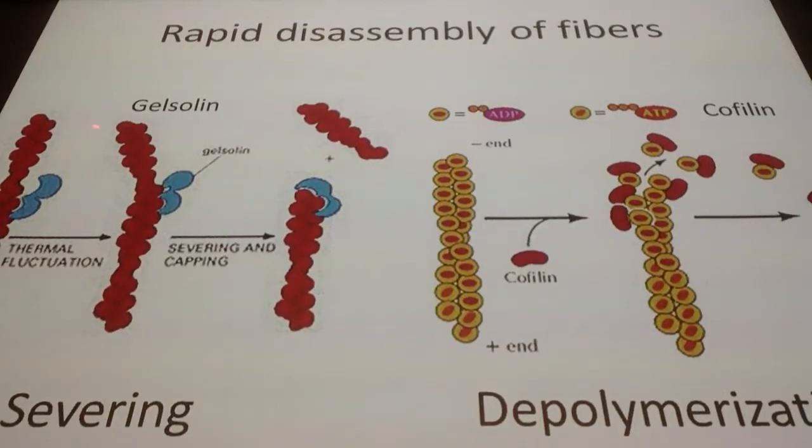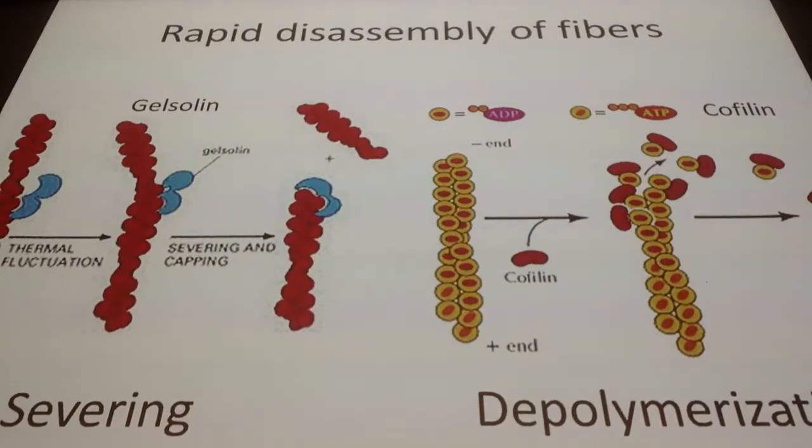So again, if there were a cap here, that wouldn't affect severing, right? But if there were a cap at the plus end, then it would affect cofilin from removing the plus end. And if ARP were at this end, then cofilin wouldn't be able to induce depolymerization either. It has to be a free end, whether it's a plus end or minus end.